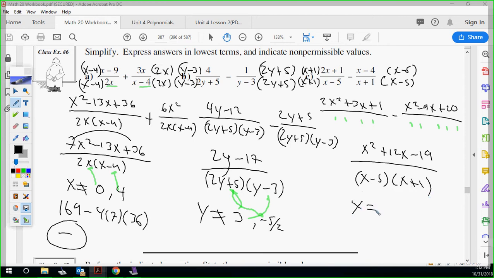Non-permissibles, 5, negative 1. Oh wait, 5, what are we talking about? No, that's right. Yeah, the work on this one's wrong. Yeah, it's a 5. It's an awful 5. 5, negative 1. All right, we got one more problem.